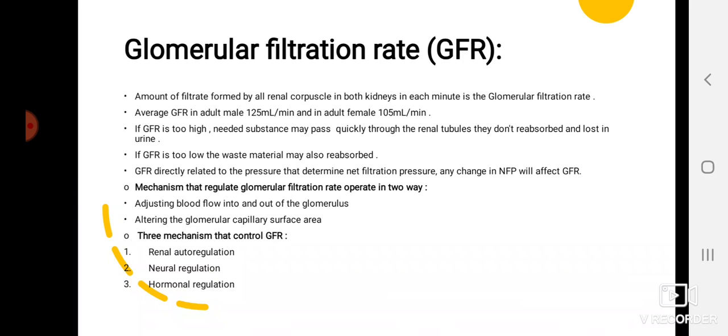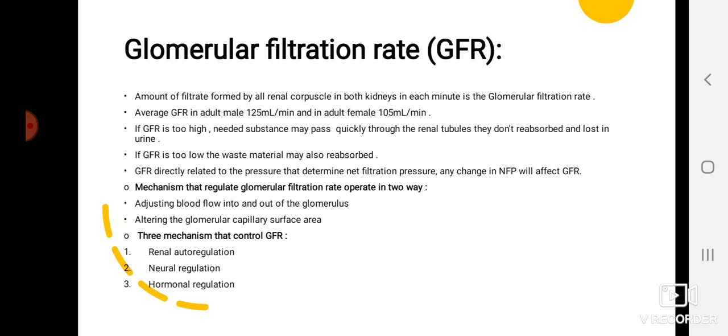So glomerular filtration rate is directly related to the pressure. That is the pressure that we discussed in the last slide. They have different pressures. The glomerular filtration rate is directly proportional to the pressure. If there is any change in the net filtration pressure, that affects the glomerular filtration rate. If there is any change in the pressure, the filtration rate changes.